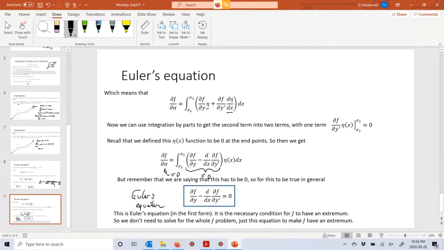So we don't actually need to solve for J. We don't need to solve this complicated integral. We can just take the derivatives of these functions and set that equal to 0. And that tells us that J has to have an extremum. And that is Euler's equation.